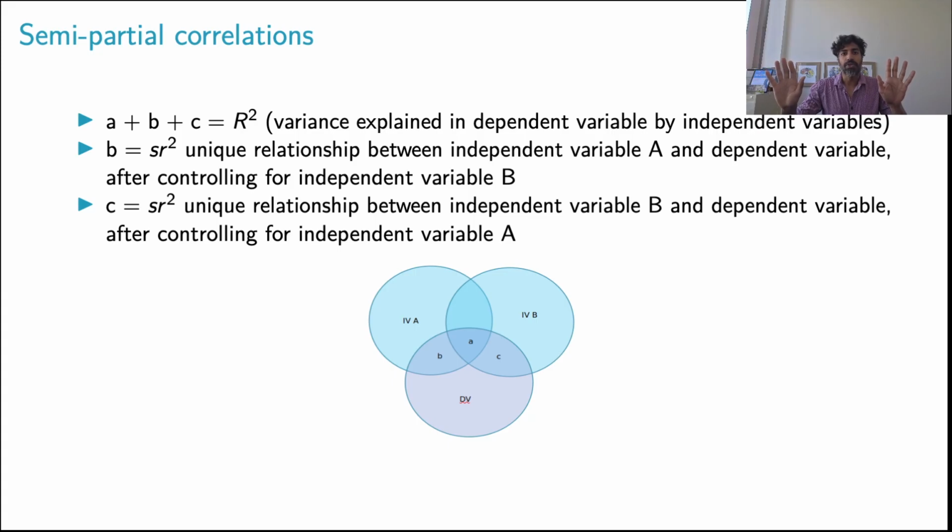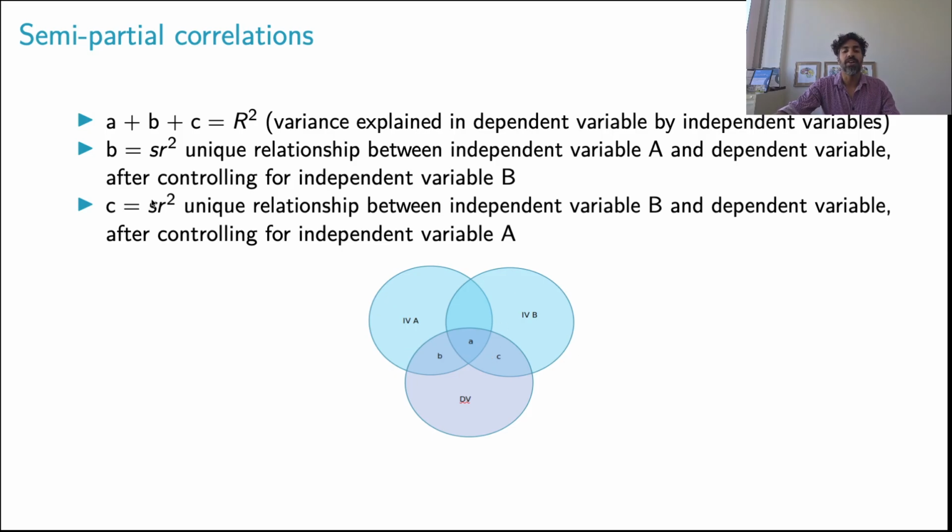And really, when we're talking about the shared variance, the R squared, the coefficient of determination, what we're really talking about is all of the overlap the independent variables have with the dependent variable. And so we're really talking about A, B, and C, right? If we add all of those up, A, B, and C, we get R squared. And that's the variance explained in the dependent variable by our independent variables.